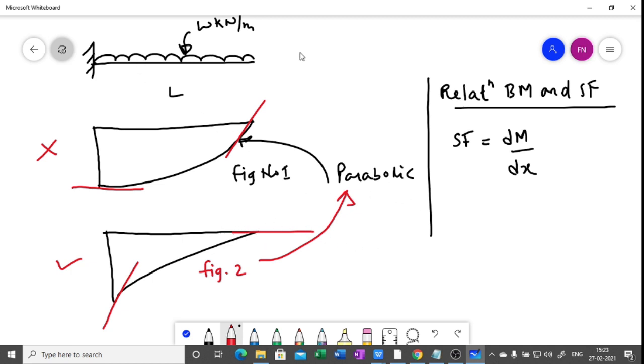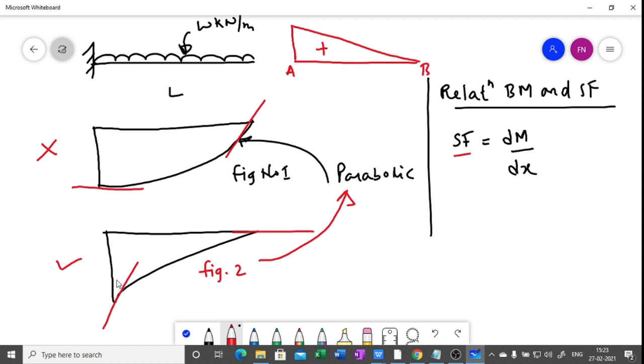Now when you draw the shear force diagram of this beam, the maximum shear force is at A and the minimum shear force is at B. So you see, shear force is equal to the slope of the bending moment diagram. So at A, the shear force is maximum, so the slope of the bending moment diagram should be maximum. In figure number 2, the slope is maximum, and in figure number 1 it is nearly equal to 0. So this figure cannot be correct.